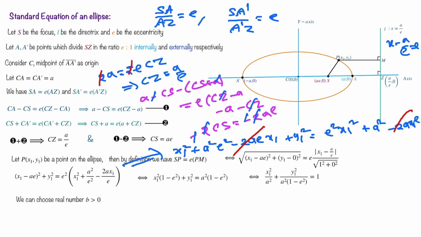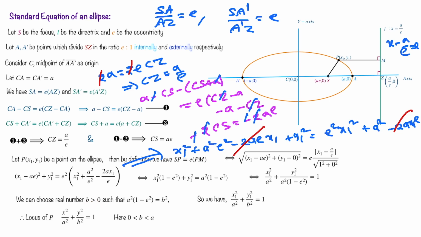Okay, now we can choose a positive real number b such that a square times 1 minus e square equals b square. So let us choose positive b so that b square equals this a square times 1 minus e square. Fine. Then we can write this as x1 square by a square plus y1 square by b square equal to 1. So therefore, the locus of P is going to be what? X square by a square plus y square by b square equal to 1.